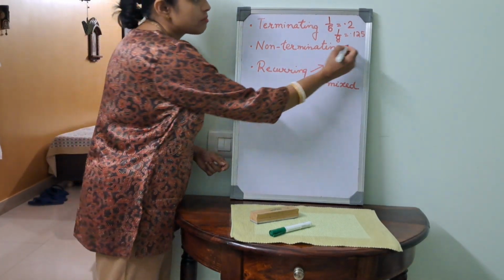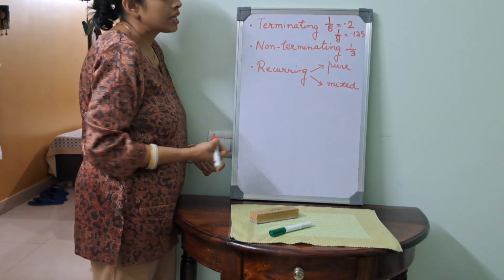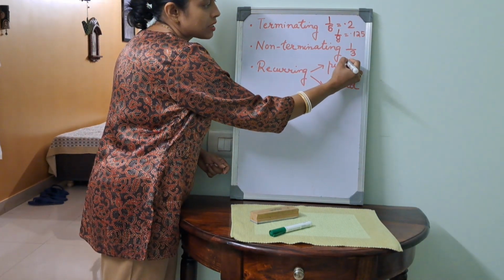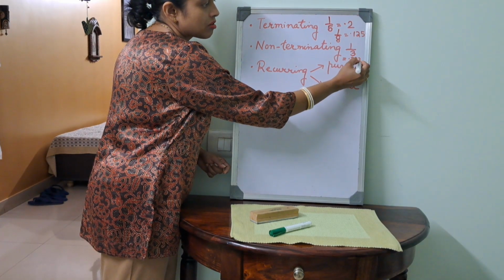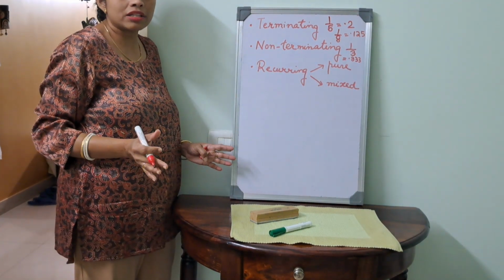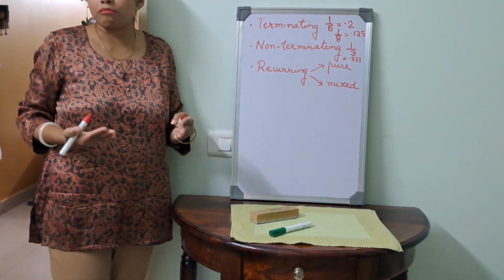Now for example, think about 1 by 3. When I convert it into a decimal, it is 0.333 and it goes on, right? It is non-terminating, which doesn't come to an end.